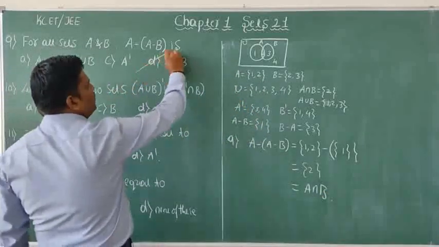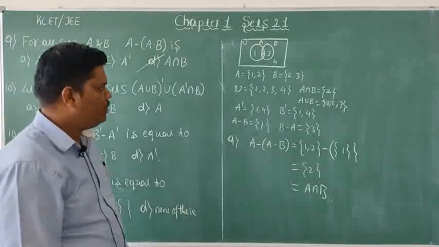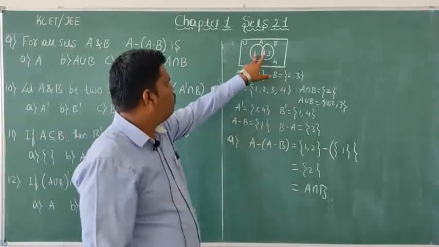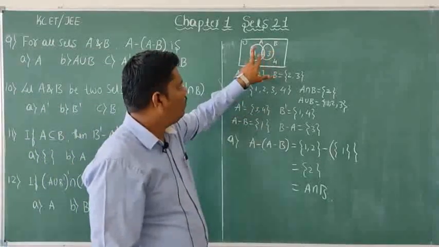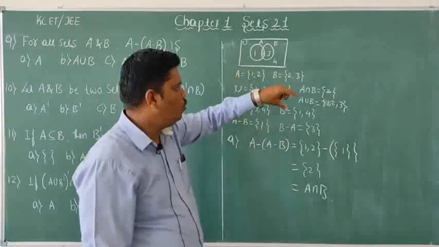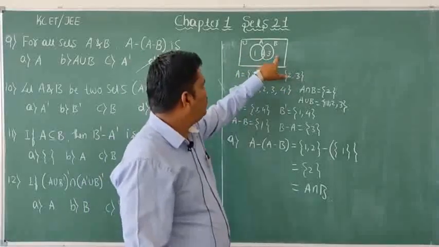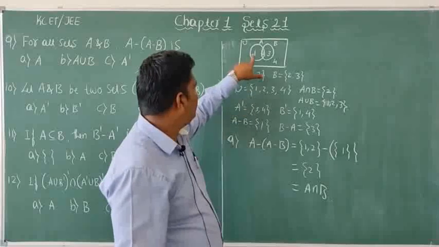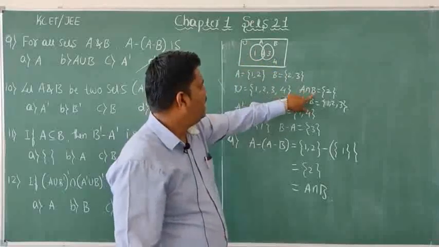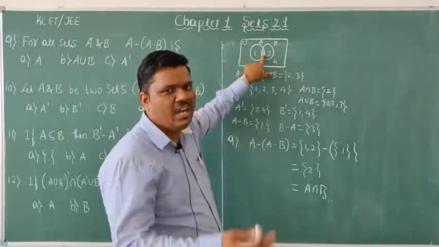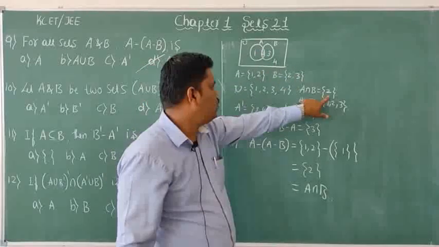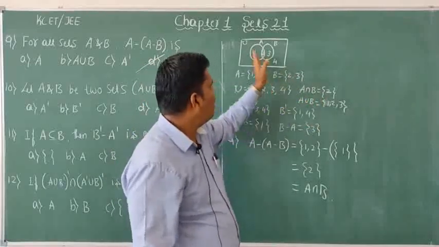A intersection. D is balance. Once again, see here. A is equal to 1, 2. Then B is 2, 3. Next, the universal set is 1, 2, 3, 4. A intersection B, the common area of set A and set B, is 2. Then A union B is 1, 2, 3.